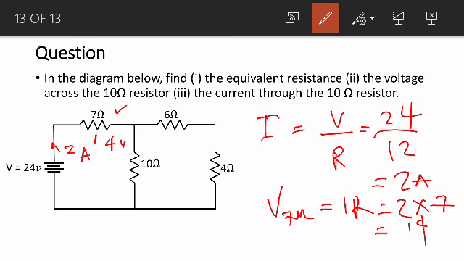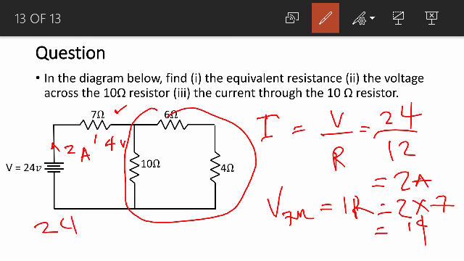What it means is that the voltage across the rest of this is 24 minus 14, because the 7 ohm resistor is in series with the whole of this. So 24 minus 14 is equal to 10. Now, this 10 volts is the voltage across this 10 ohm resistor, and it is also the voltage across both the 6 ohm and 4 ohm combination resistor.